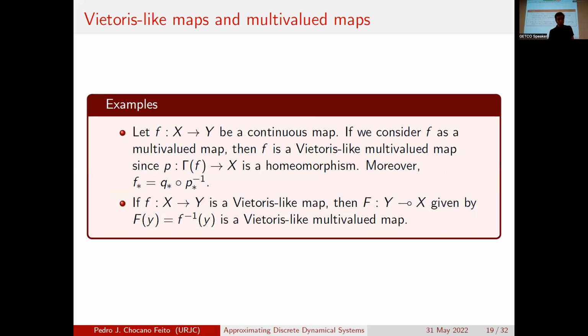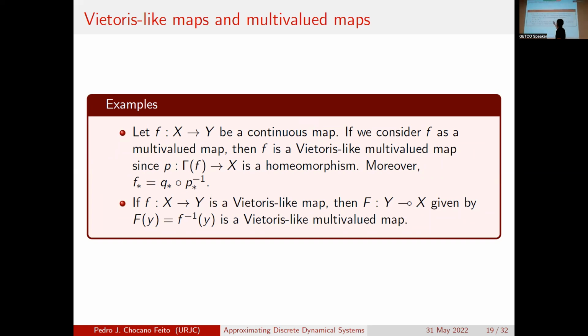Well, some examples of vietoris-like multivalued maps. Well, if we consider continuous maps and we see a continuous map as a multivalued map, then this map is a vietoris-like multivalued map. So it generalizes the classical case. A really important example is the following.